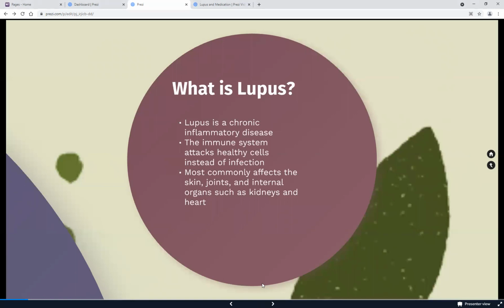It is autoimmune. Most commonly, lupus affects some different areas of the body. Oftentimes it can have skin manifestations. It can affect the joints and cause joint pain. Sometimes it can be fatigue and fever and things like that. And then in more serious cases, you can see some involvement with some of the internal organs like our kidneys as well as our heart.